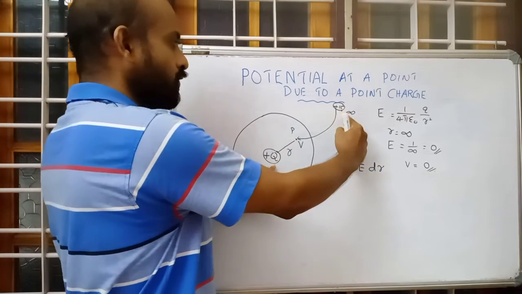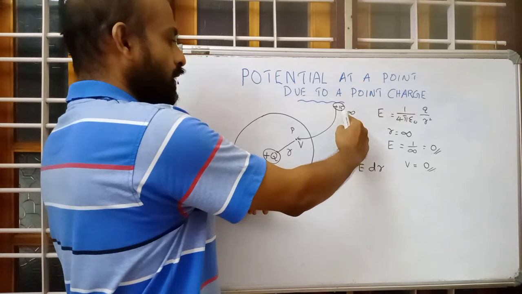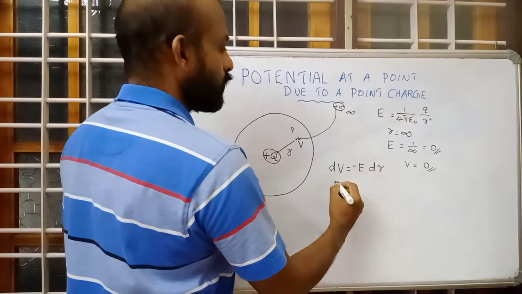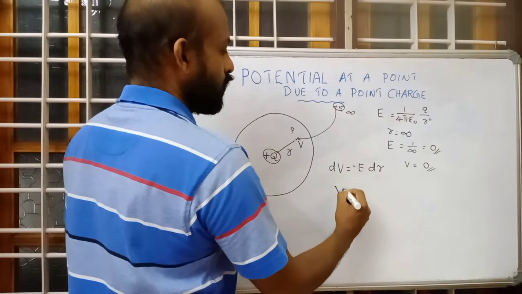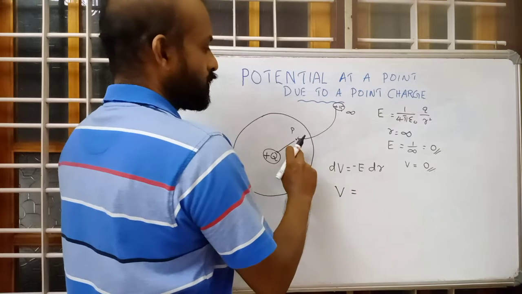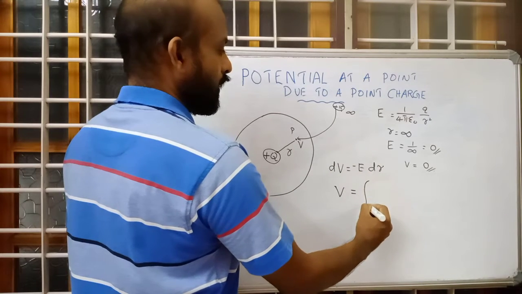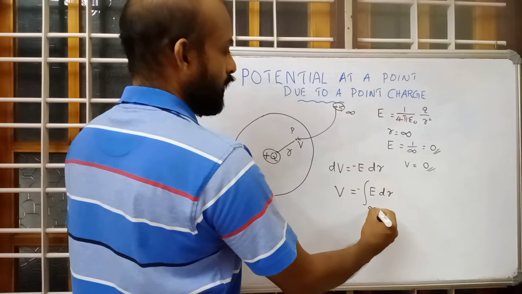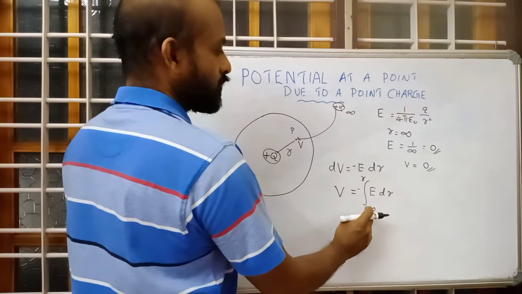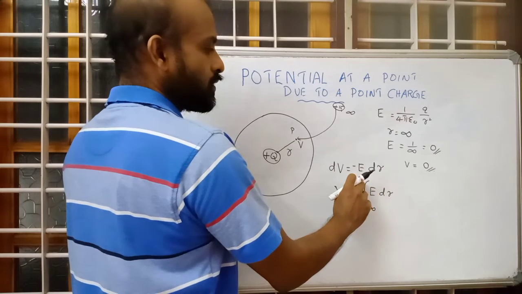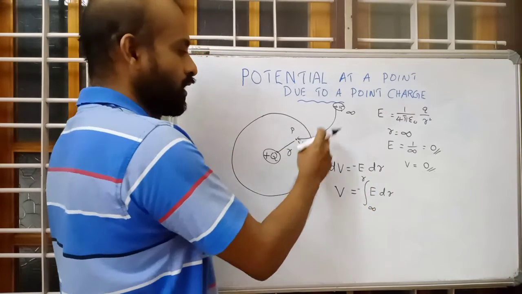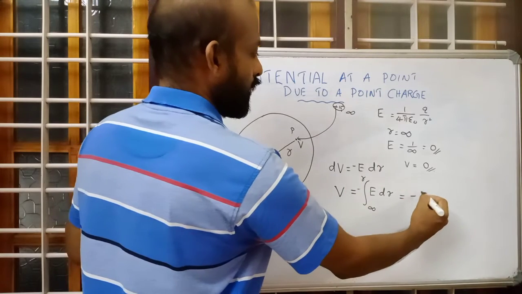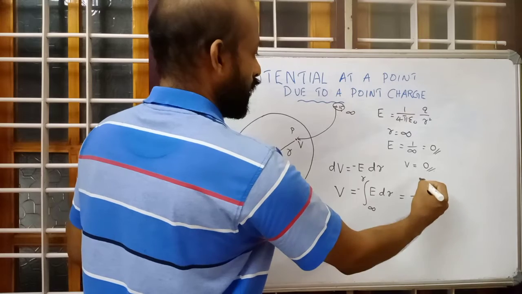From infinite distance to r distance, what will be the total work done? Or I can say V is equal to the potential at this point. I need to integrate this. Integrating minus E into dr, I am going to integrate from infinity, where intensity is 0, to this point where the distance is r from the charge. So V is equal to minus integral from infinity to r.